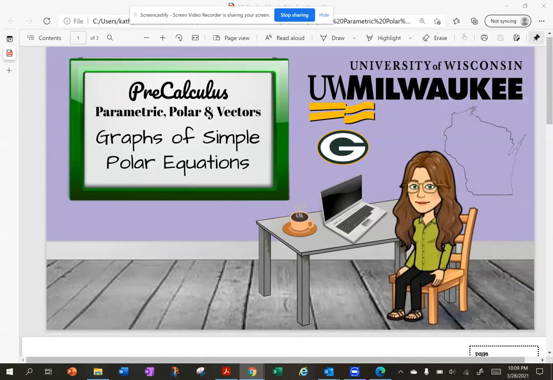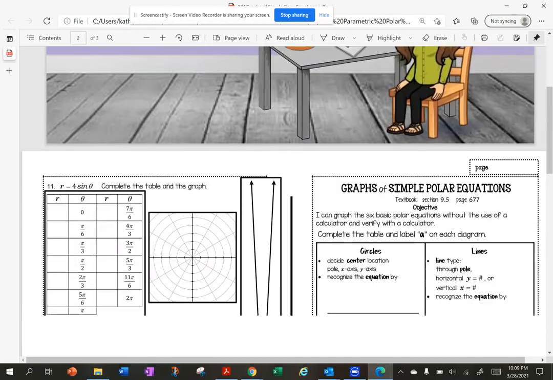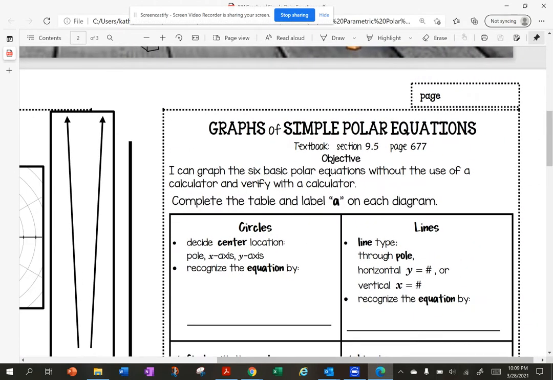Today's lesson is graphs of simple polar equations. My learning objective today is I can graph the 6 basic polar equations without the use of a calculator and verify with a calculator.